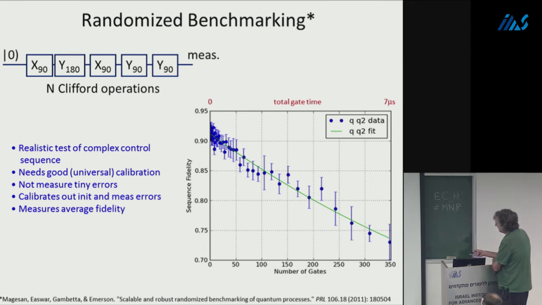So we see this decay, but look here, the number of gates before it goes down by 0.1 or 0.2 of probability is hundreds of gates. There's 200 gates. At 300 gates, you've gone down about 0.15. So that's a lot of gates.